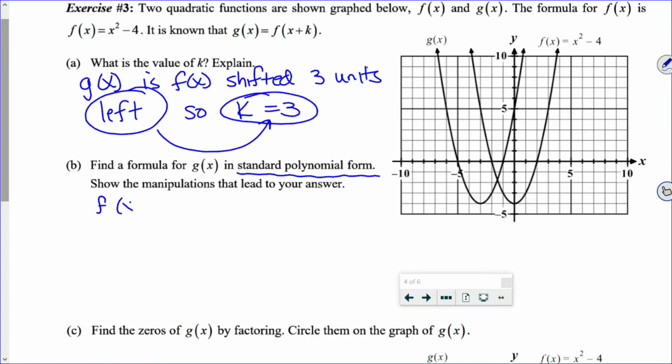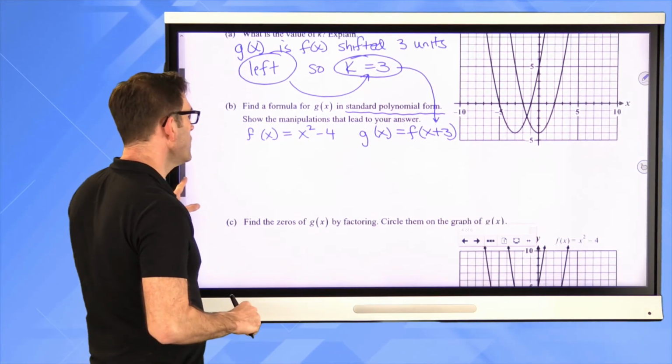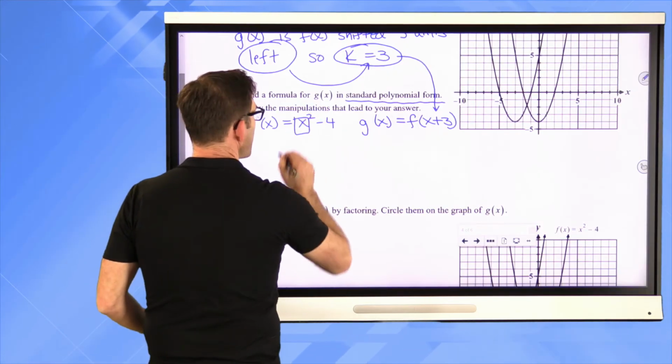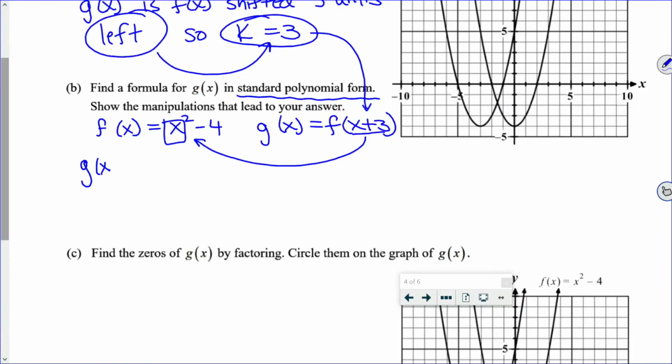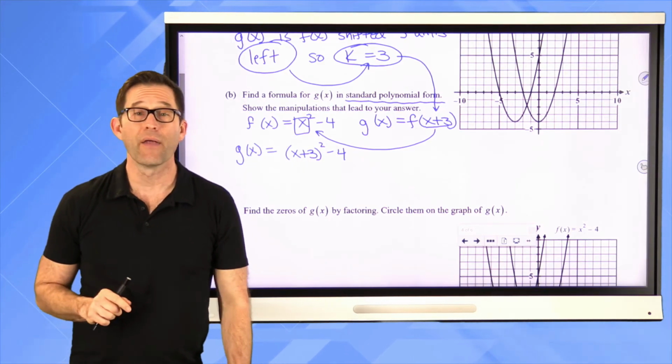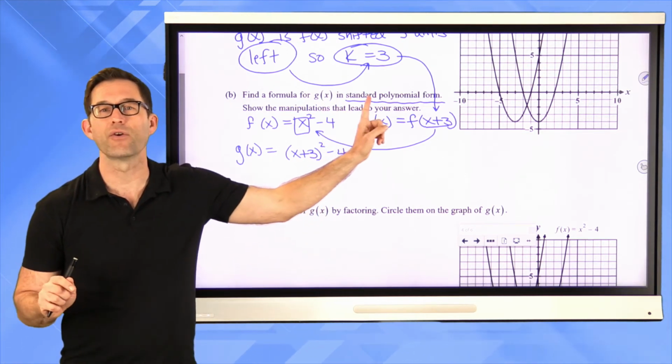We know that f of x is equal to x squared minus 4, and g of x is equal to f of x plus 3. Remember, we figured out the k was equal to positive 3. So if I want a formula for g of x, what I'm going to do is everywhere in this formula there's an x, I'm going to put an x plus 3. So g of x will be equal to (x plus 3) quantity squared minus 4. All right, now that is a lovely formula for g of x.